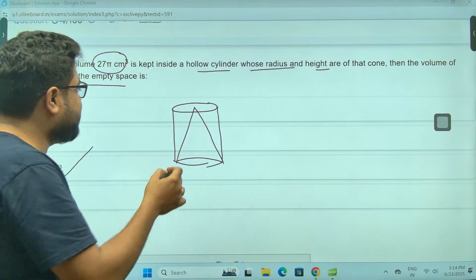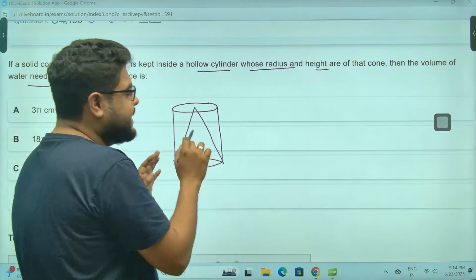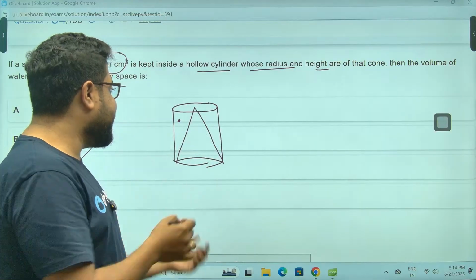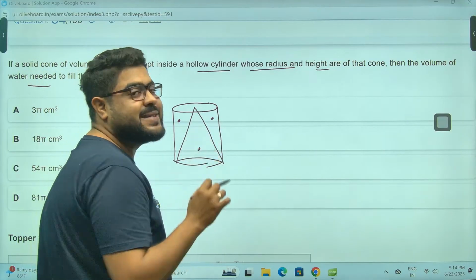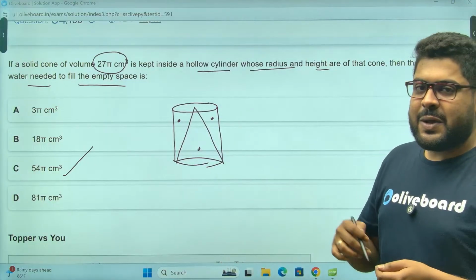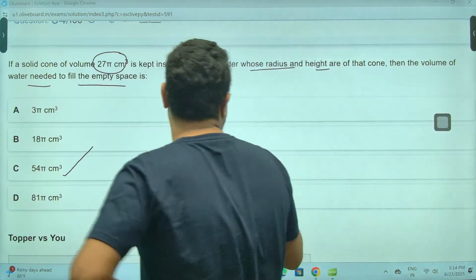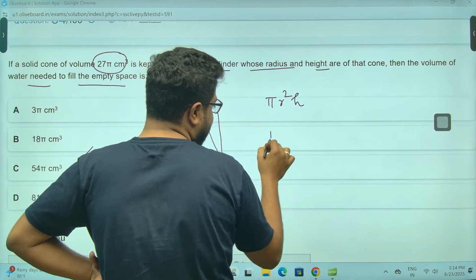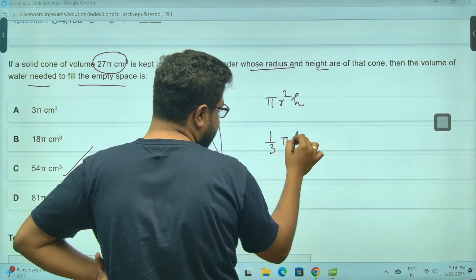It's just, I've told you, think of it as a 3D figure. One space, like space for one cone on this side, one cone on this side, one cone on this side. So that means a cylinder is 3 cones. And the formula is also very evident. You see, the cylinder formula is pi r square h, and the cone is 1/3 pi r square h.